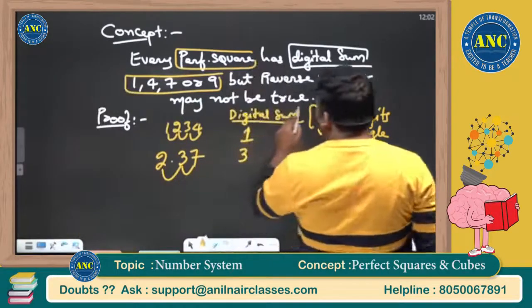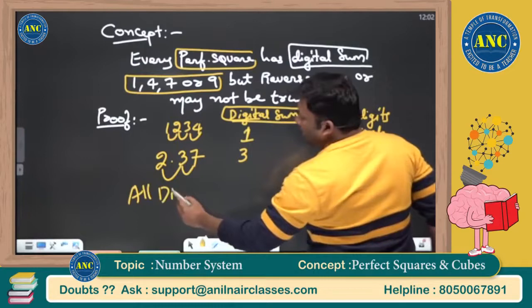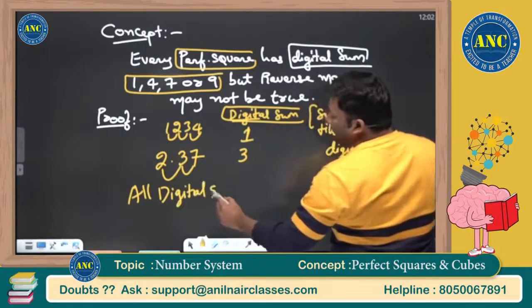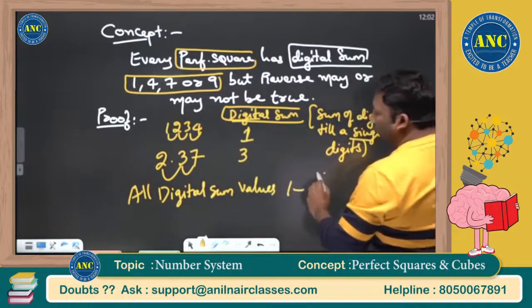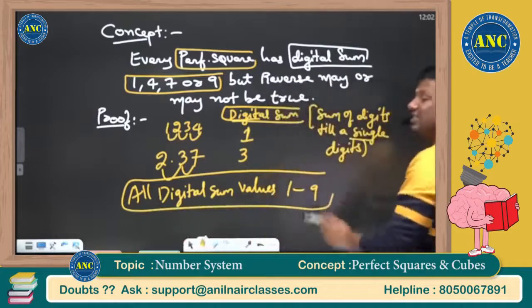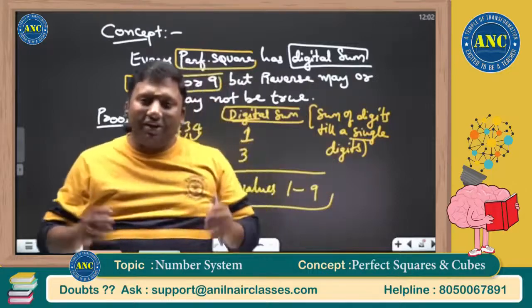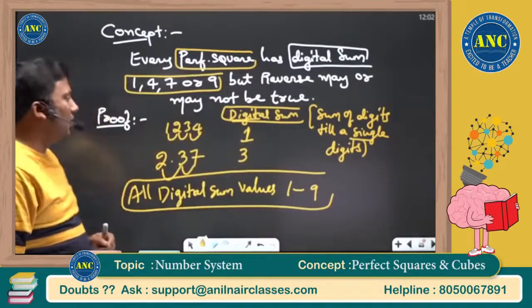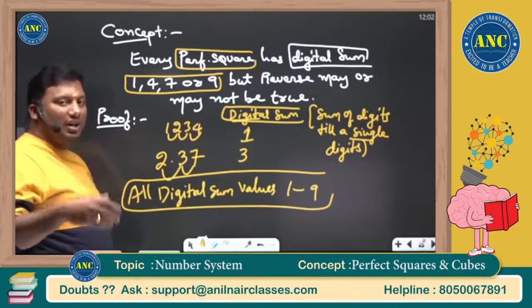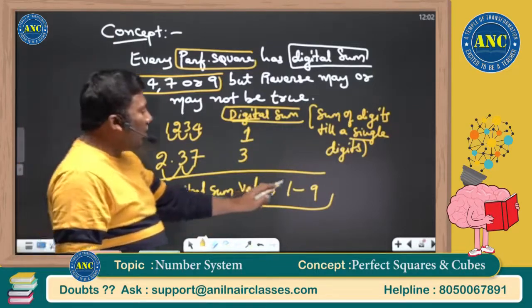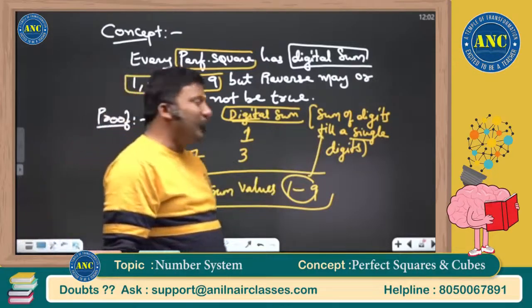Now, because the definition of digital sum is to continue till a single digit is obtained, all the digital sum values will range from 1 to 9. Why? Because we are doing the sum of the digits till a single digit is obtained. 0 is not possible. So what values will the digital sum take? It can take 1, 2, 3, or till 9, because these are all the single digits that are possible.